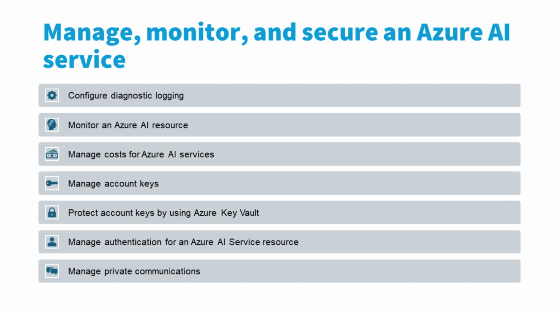Finally, the third objective, manage, monitor, and secure an Azure AI service, is about effectively handling Azure AI services. This includes tracking and monitoring of Azure AI services, resources, performance, and health. Keep an eye on the performance and usage of Azure AI resources in real time. Manage expenses related to Azure AI services by monitoring usage and setting up budgets.